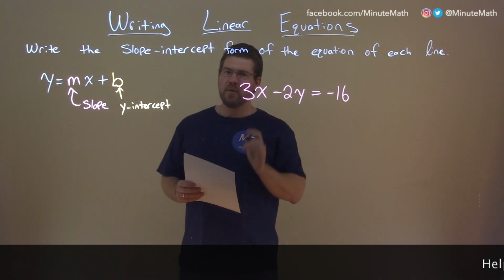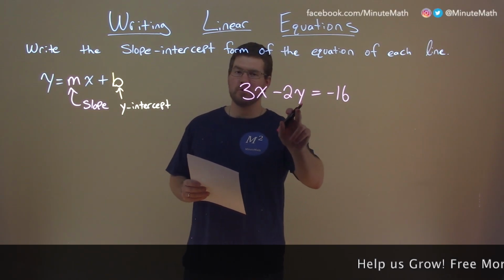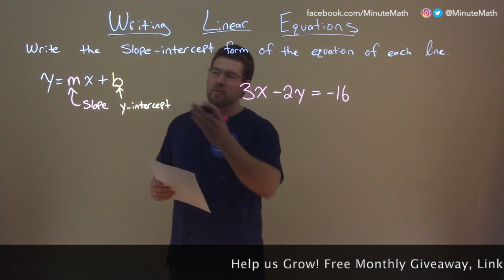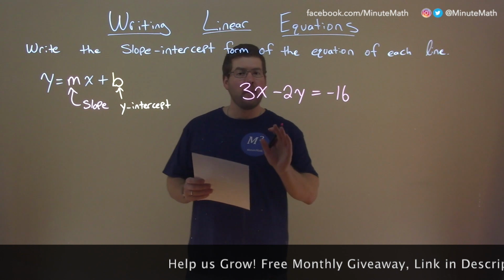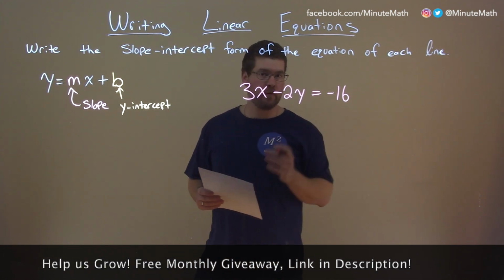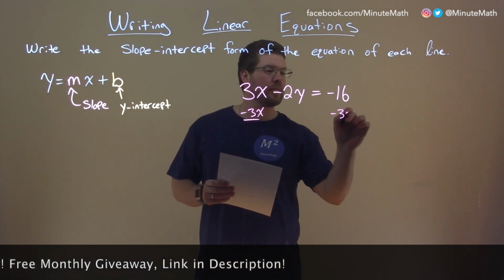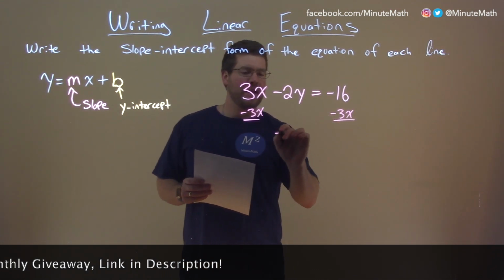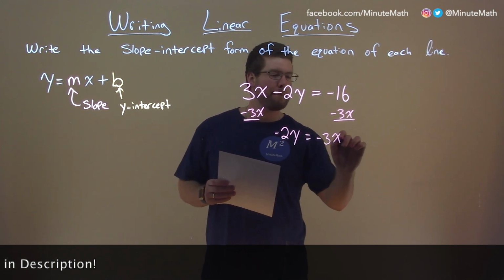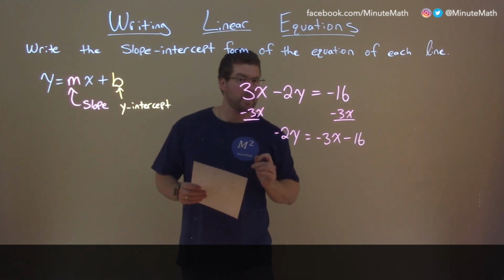So, if I was given this problem, 3x minus 2y equals negative 16. Now we have our slope-intercept form here, and what we want to do is really just get y by itself. First step to do that, subtract a 3x to both sides, and we're left with a negative 2y equals a negative 3x minus 16. They are not like terms, can't really combine them.